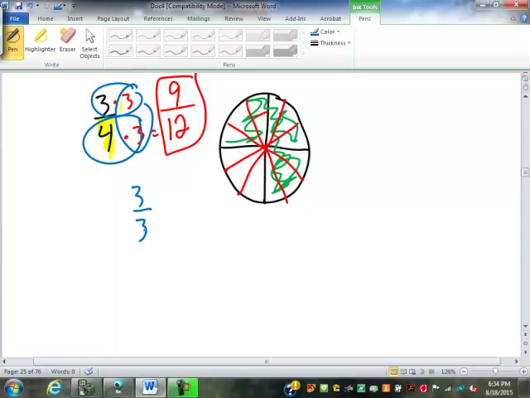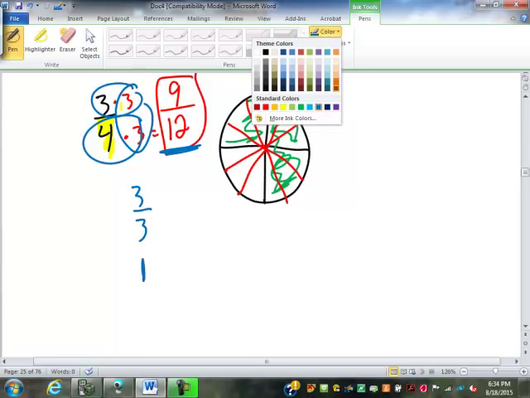Well, that's saying we need 3 objects to make a whole thing, or 3 pieces to make a whole object, and we have 3 of them, or we have 1. And we all know that if we multiply by 1, we don't change the value. So we don't change the value, we just change its appearance.